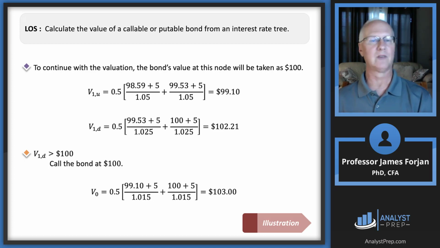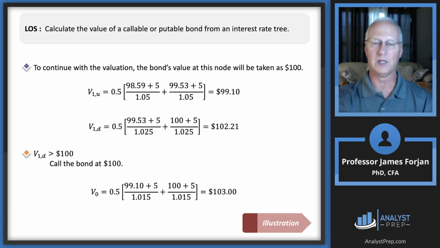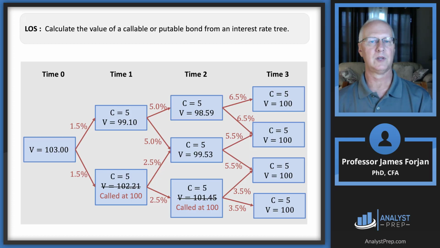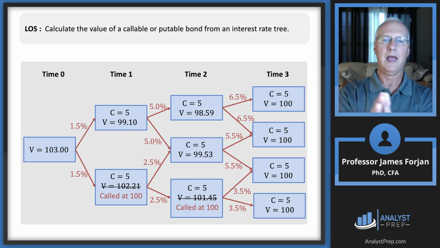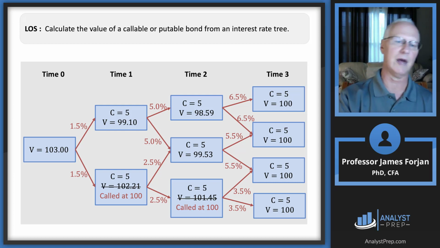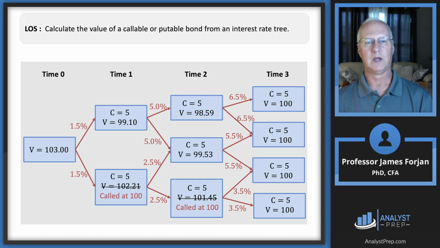So let's once again ask ourselves the question, is the bond going to be called at 99.10? No way it's going to be called then, because that's less than 100. But at 102.21, of course it's going to be called. So we scratch off the 102 and we substitute the 100 in there. And lo and behold, there's the 103. So let me just show you this slide again. I told you I had this duplicated. So here we go. We're backwardly inducting, and we scratch off the 101.45 because it's going to be called. We scratch off the 102.21 because it's going to be called.